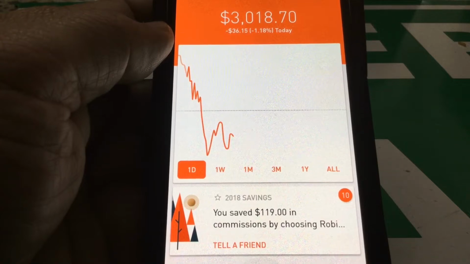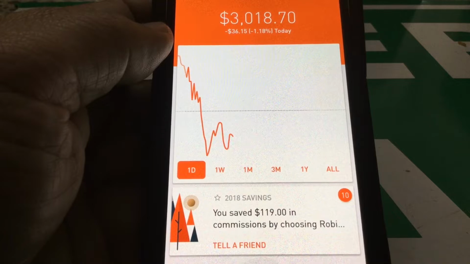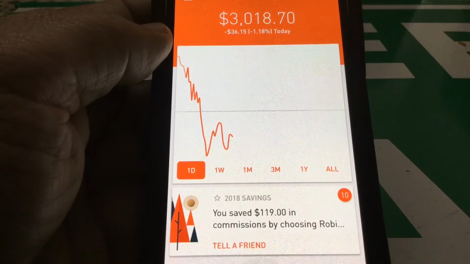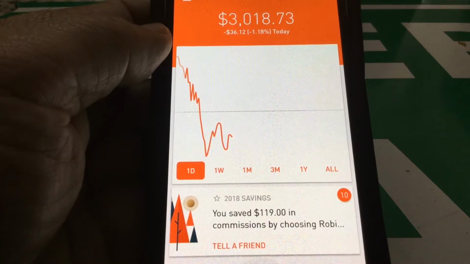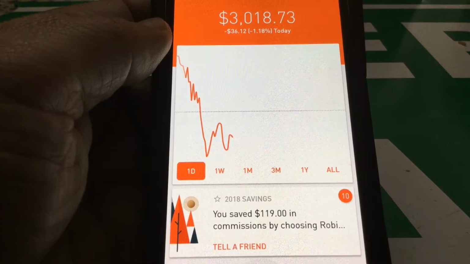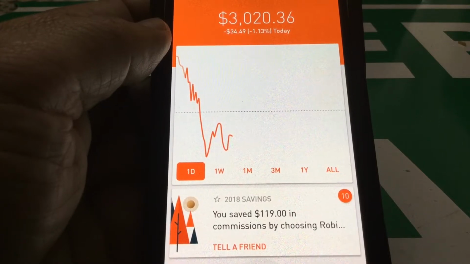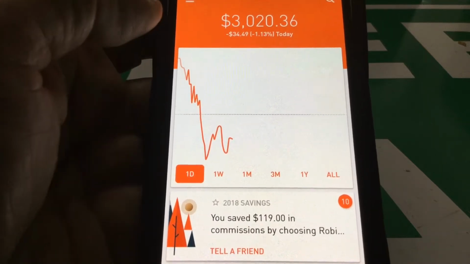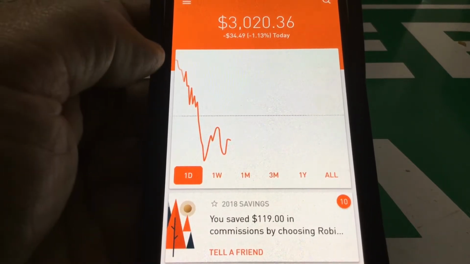Robinhood is an app. It's a full brokerage house like E-Trade, Charles Schwab, Fidelity, just to name a few, but they all charge commissions. So I'm doing this video on Monday, and this is what the price is right now. This is how much I have in my account at the moment.